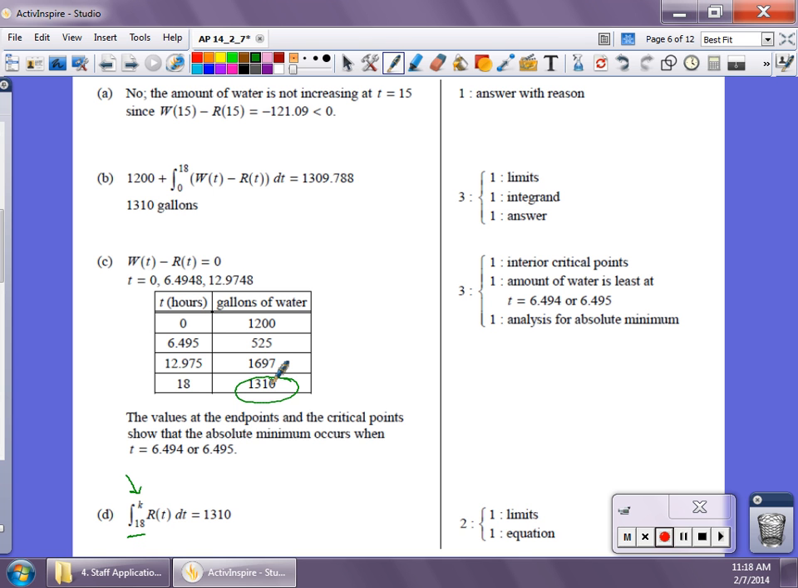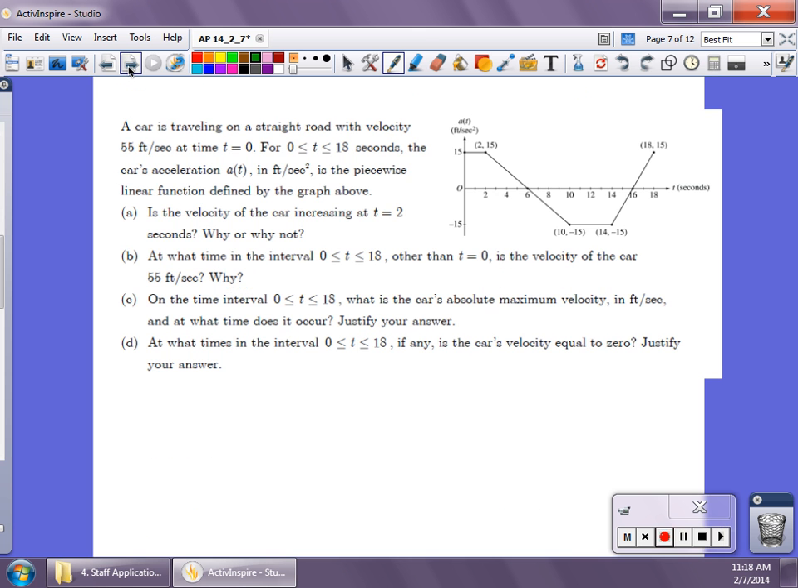So it's a derivative integral problem, but in context and not particle motion. Most of you can do context with particle motion. You start to have more trouble when it's not velocity and acceleration and position. Okay? The other question, this one?